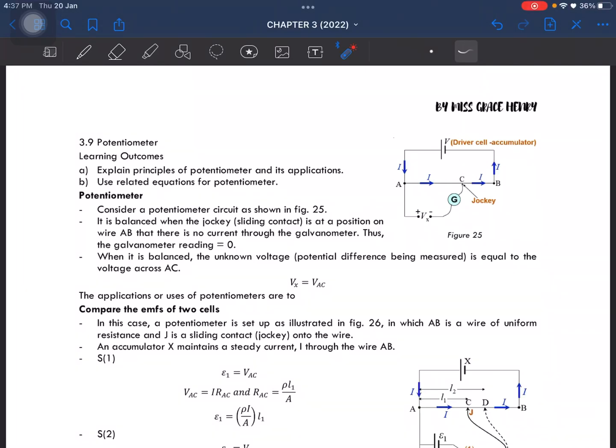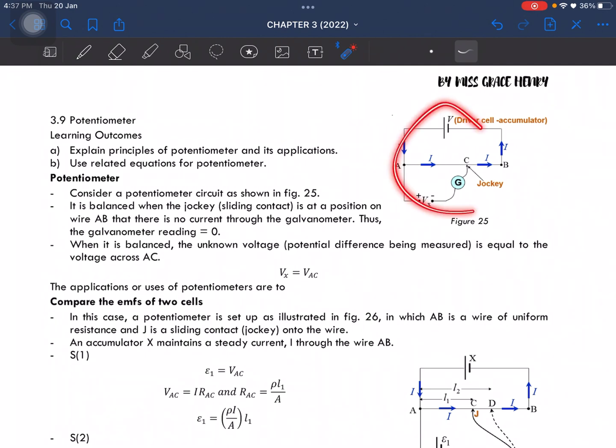Okay, last subtopic, which is on potentiometer. In this subtopic, you should be able to explain the principles of potentiometer and its applications and use related equations for potentiometer. Okay, so potentiometer, let's consider the potentiometer circuit as shown here.